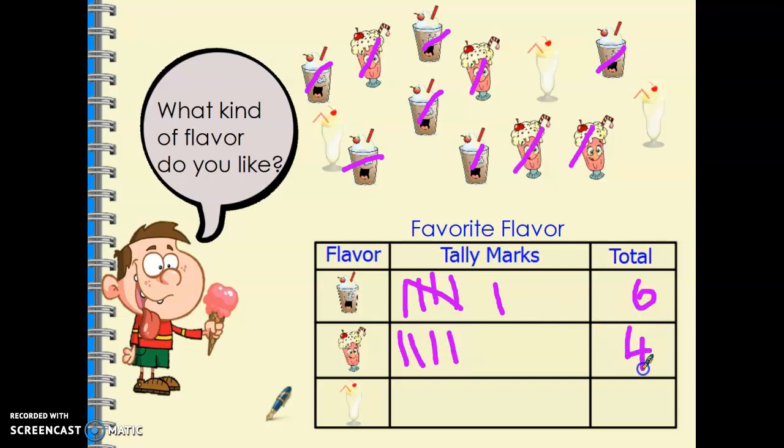And then vanilla, we have 1, 2, 3. 3 votes for vanilla. 1, 2, and 3. 3 votes for vanilla. And that's how we collect data and make a tally chart.